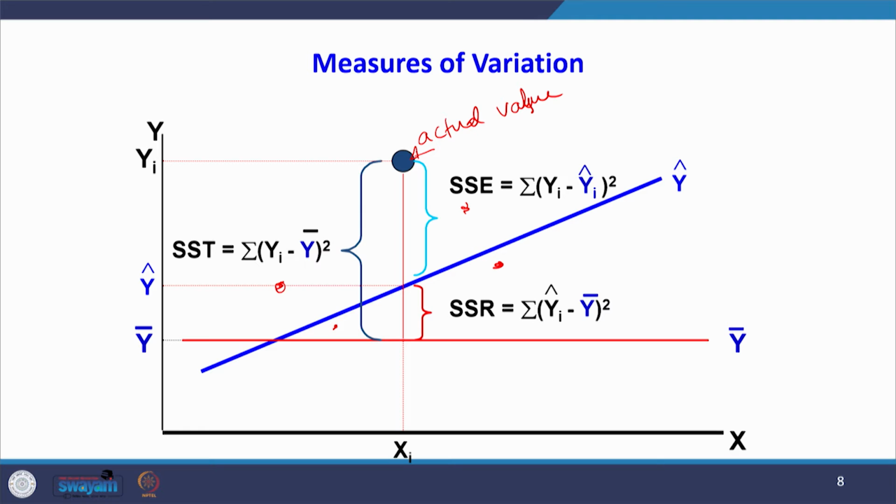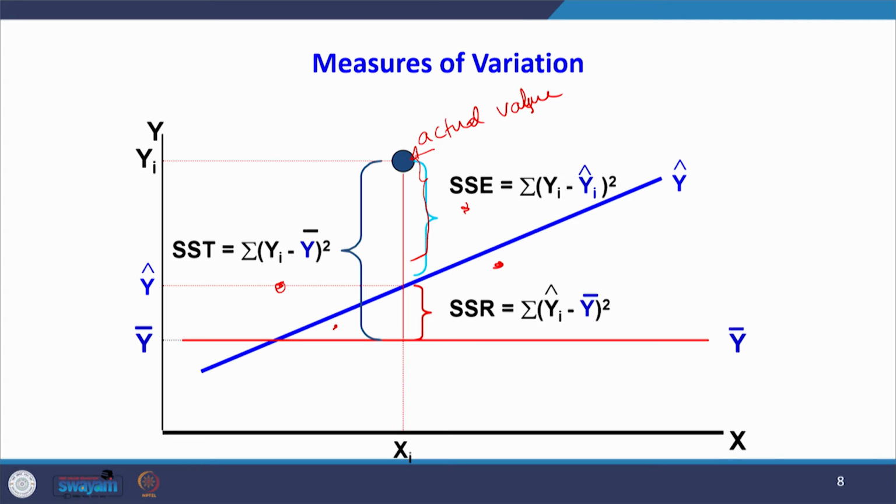SSR is the regression sum of squares. This distance is y hat minus y bar whole square, that is the regression sum of squares. And at the top, this portion is the error sum of squares. What is that value? yi minus y hat whole square. This error sum of squares is the unexplained variance. Why are we putting sigma? Because there are so many points, we have to add all the errors. This portion, the regression sum of squares, is nothing but the explained variance.